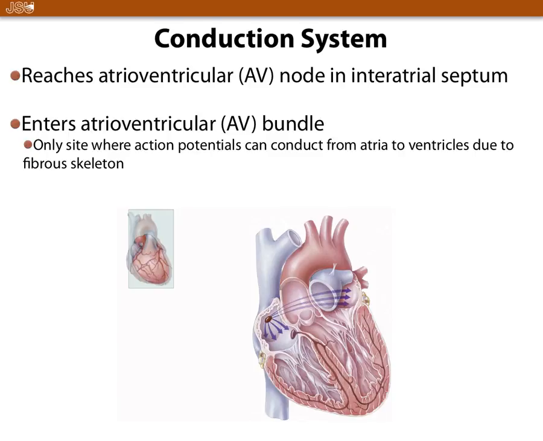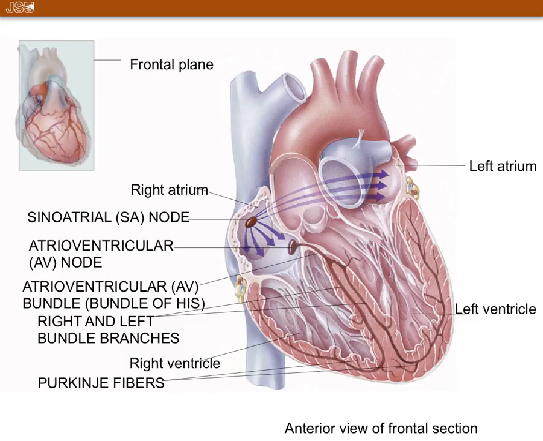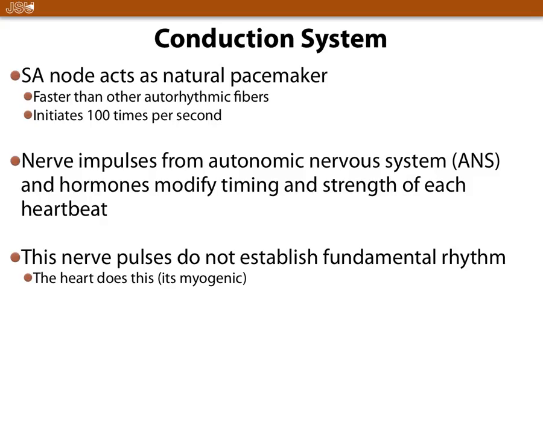Past that, it goes through the bundle of His, and then down the Purkinje fibers around the heart, and it will signal the ventricles to contract. And that is the cardiac cycle. Okay, so the SA node is the pacemaker. The AV node will then send that signal to the ventricles.